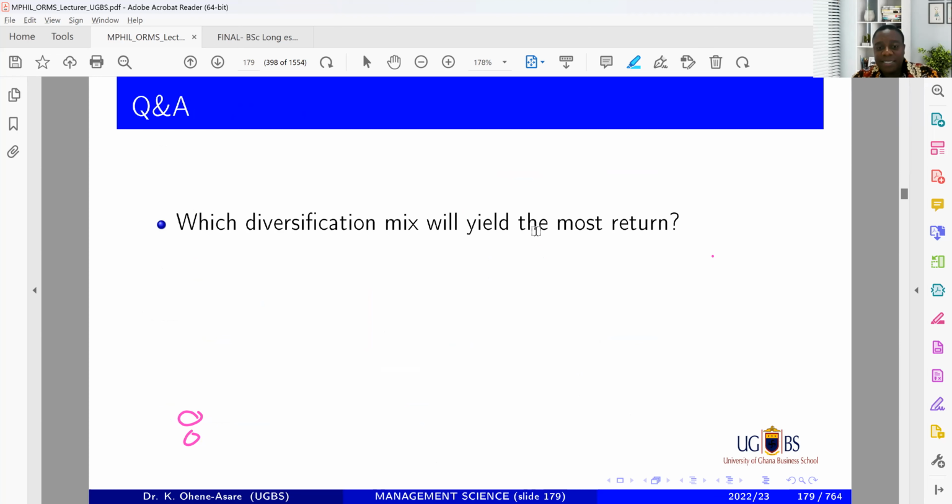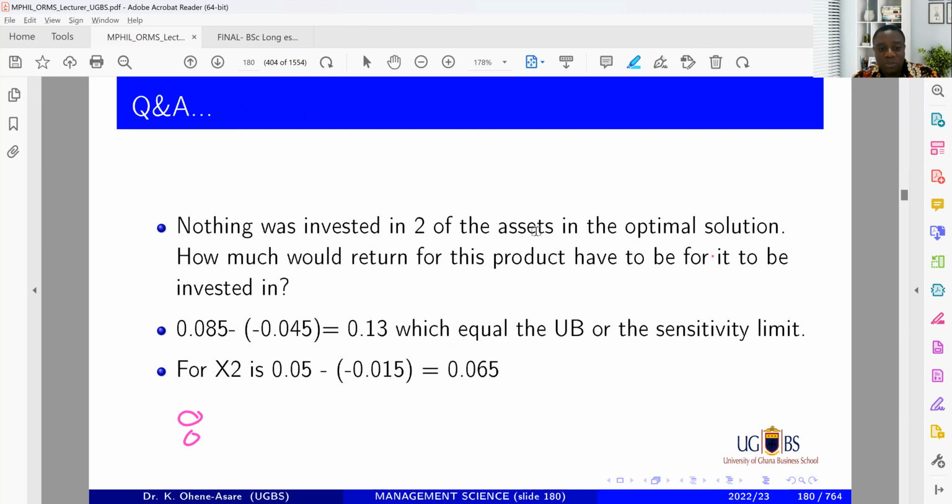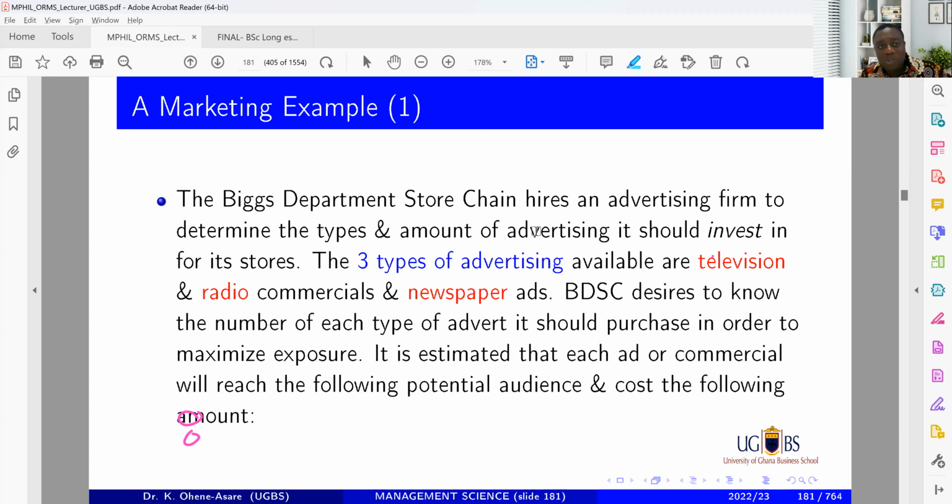All right. So these are some of the things that you should get to know, to be able to always understand. Let's go to the next model. Unless there's any question, let's go to the next one. A marketing example. Would you want to take some break? Would you want some 3-minute break or so?